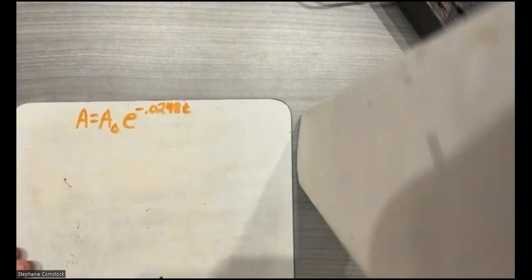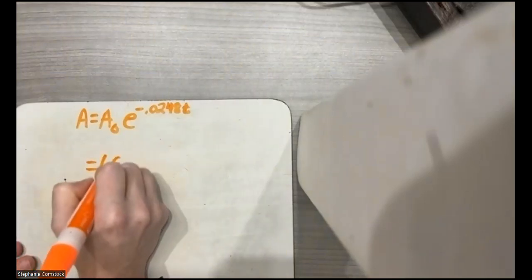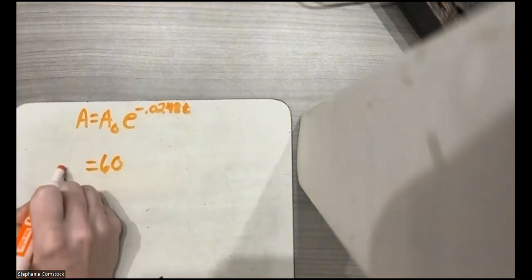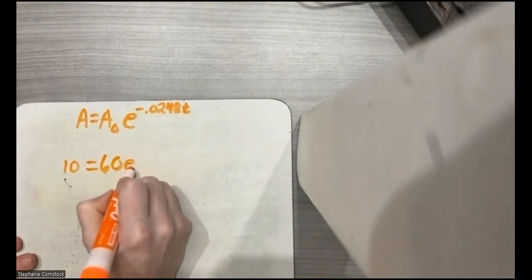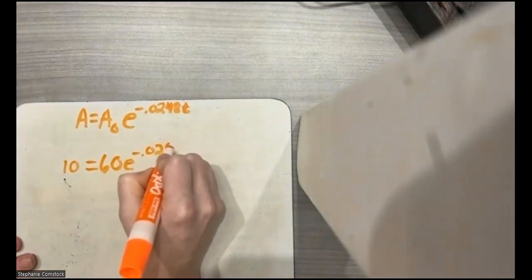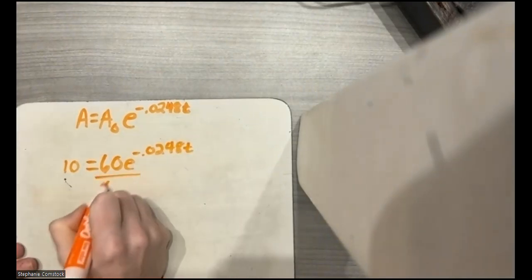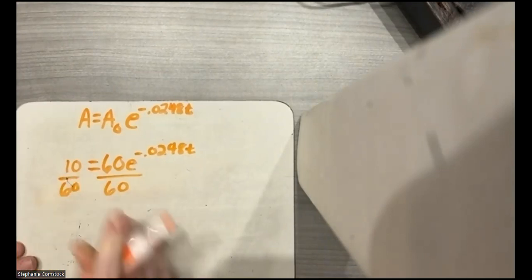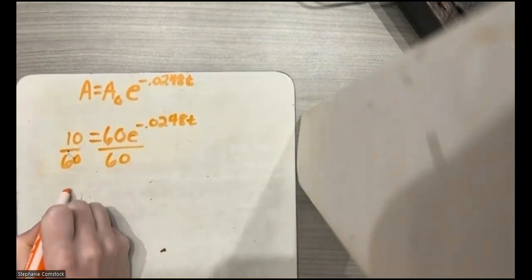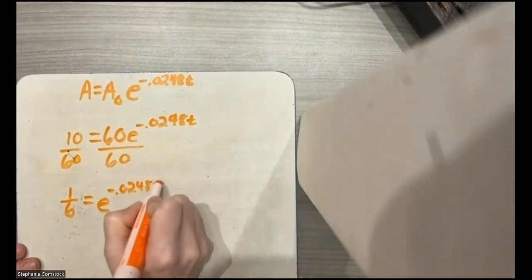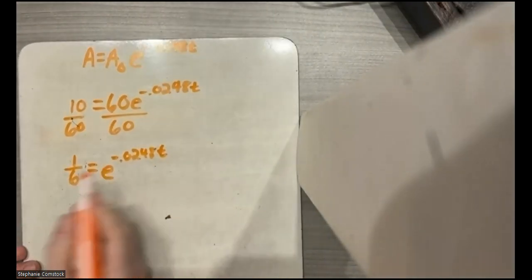So for this one, they mentioned that we had 60 grams originally. So we'll put our 60 right here. And we had 10 grams left when we were done. So again, this is very similar to our Africa example. We're just using a negative exponent. So again, I'm going to start by dividing by 60. Now, I am going to clean that fraction up because that is 1/6. I can make that nice and clean. Equals e to the negative 0.0248 t. Next thing is I'm going to take my natural log on both sides.